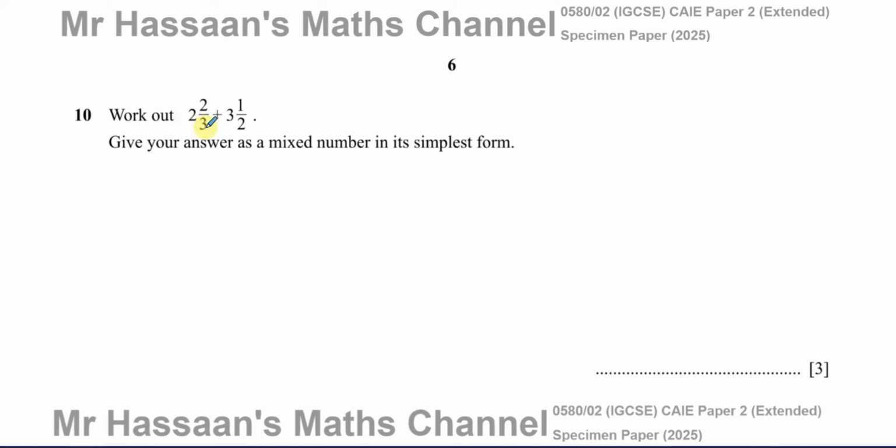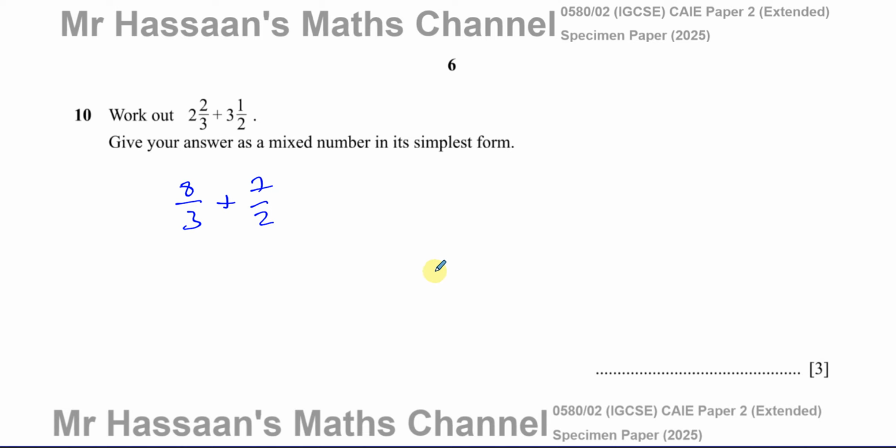So what I would suggest we do is change these both into improper fractions, and the way we can do that is by multiplying the whole number by the denominator. So 3 times 2 is 6, 6 plus 2 is 8, so that's 8 over 3, plus, and 3.5, you multiply these two together, that's 6 plus 1, that's 7 over 2. So we have to add these two fractions together.